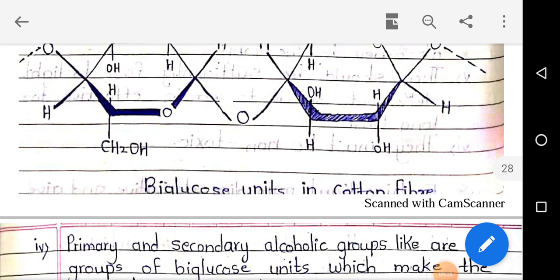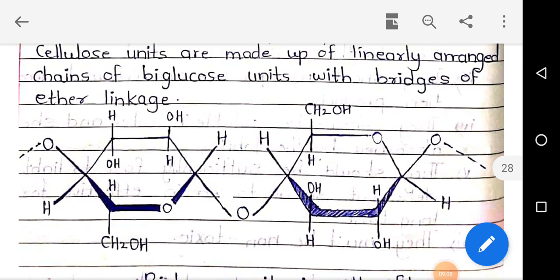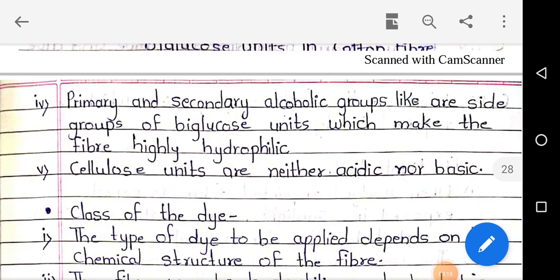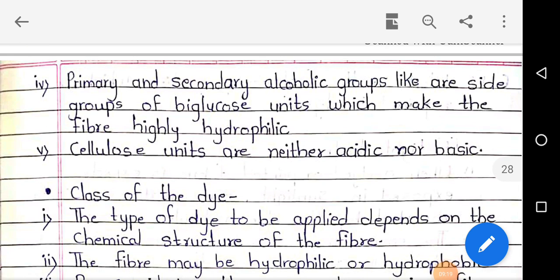Only these OH groups, at each carbon atom there is a hydroxy group attached. The more hydroxy groups attached, the more hydrophilic the fiber. Cellulose units are neither acidic nor basic in nature.